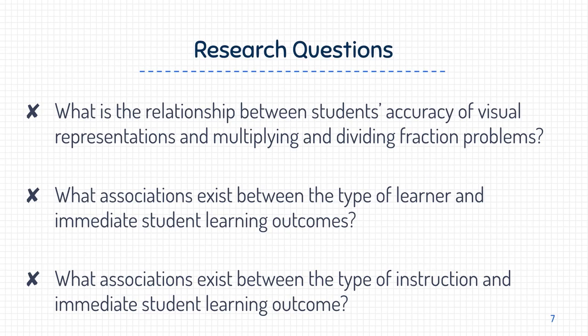The research questions I was aiming to address were: what is the relationship between the student's accuracy of visual representations and multiplying and dividing fraction problems? As well as, what associations exist between the type of learner and the immediate student learning outcomes? And my last question was: what associations exist between the type of instruction and immediate student learning outcomes?